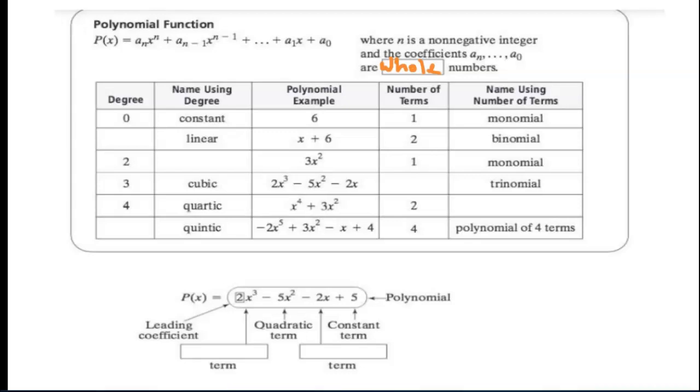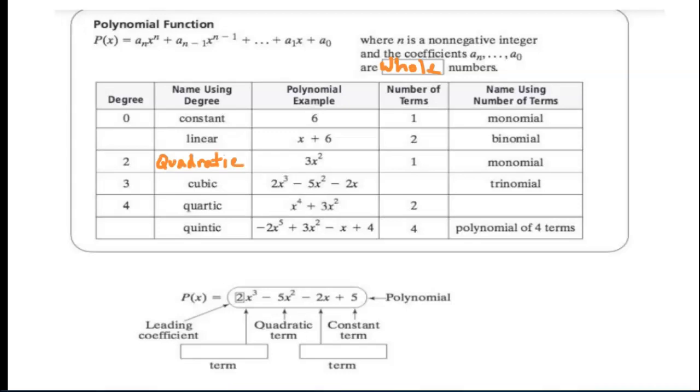The other thing to keep in mind then, here's some examples. For instance, look at example 6. It's a 0-degree polynomial and it only has one term, so we would call it a monomial, but it would be constant. If we look at the next one, linear, it's a 1st-degree polynomial. The next one, 3x squared, is a 2nd-degree polynomial, so that's a quadratic, but it only has one term, so we consider it a monomial.